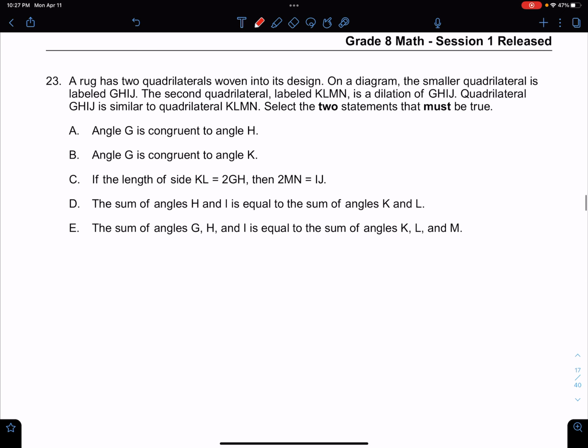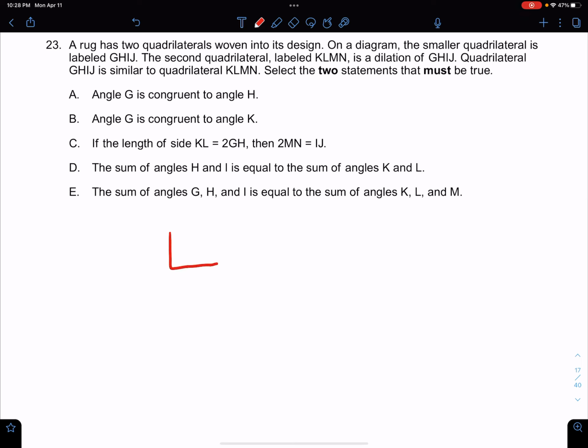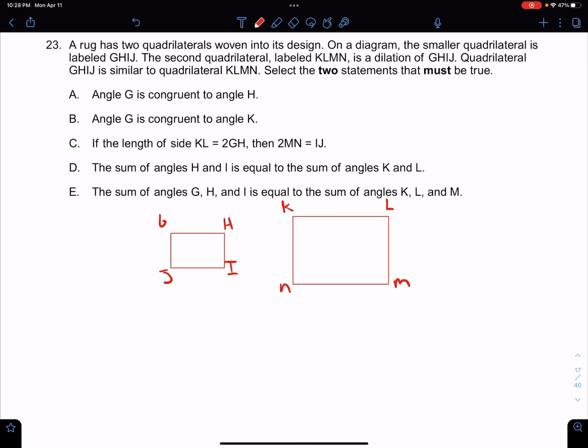The last one is number 23. It says a rug has 2 quadrilaterals woven in its design. On a diagram, the smaller quadrilateral is labeled GHIJ. So here's my quadrilateral, and it's labeled G, H, I, and J. And it says on a diagram, that one's smaller. The second quadrilateral is right here, and it's labeled K, L, M, N. And it says it's a dilation.